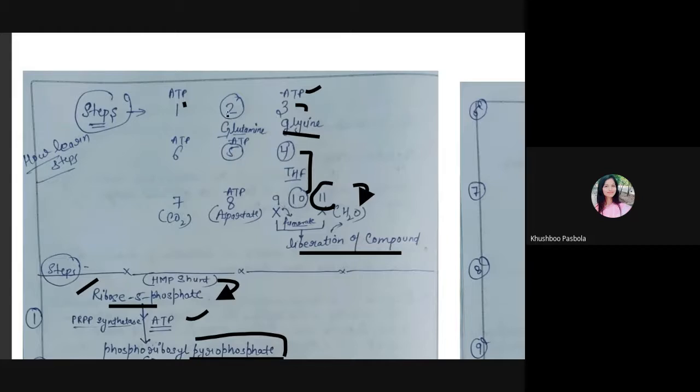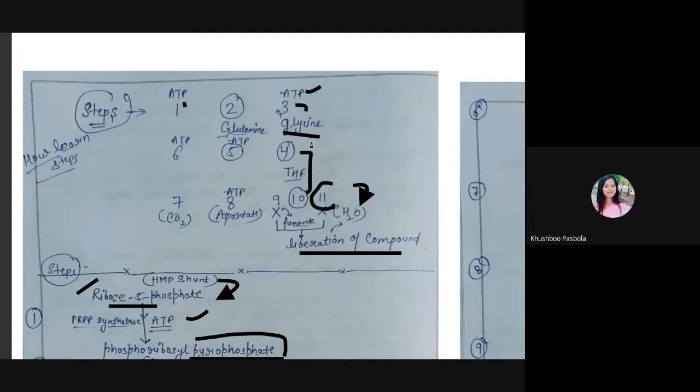Okay, why I'm telling you this, just wait a minute. Now write down in subscript the amino acid required in a particular step. So step second requires glutamine. Step third requires glycine. Steps fourth and 10th both require THF, right? Fourth and 10th require THF. Now both second and fifth require glutamine, so just write glutamine in between second and fifth.